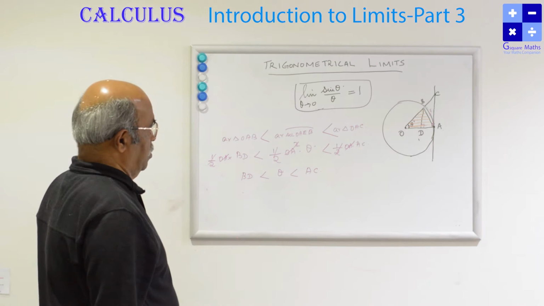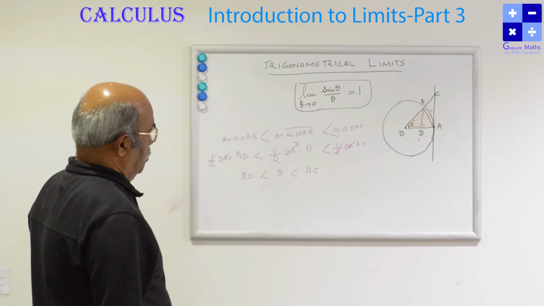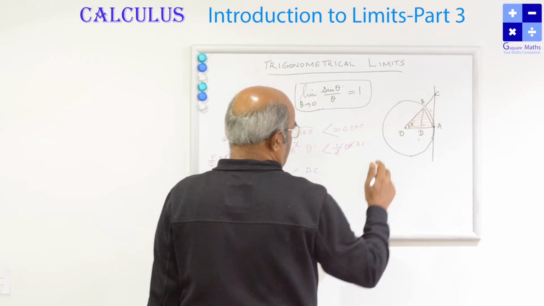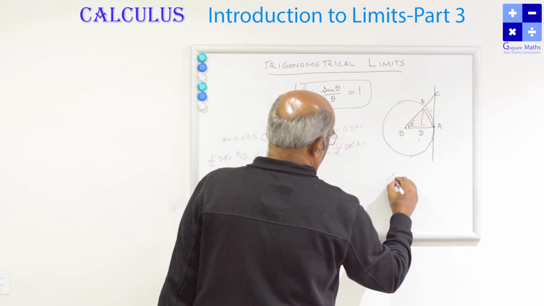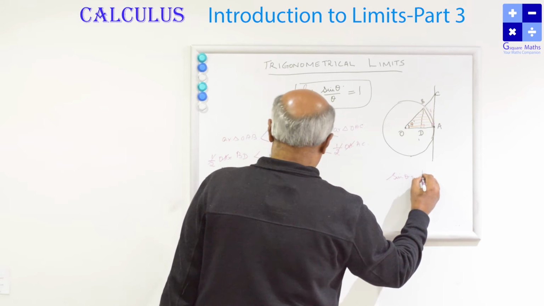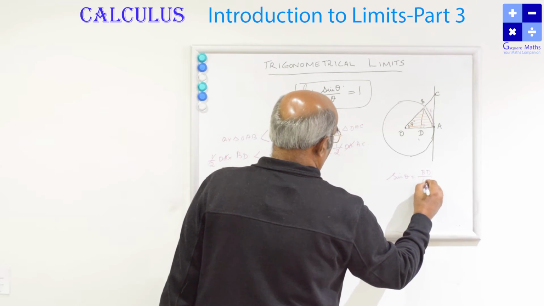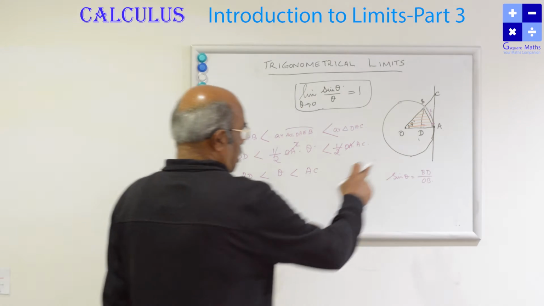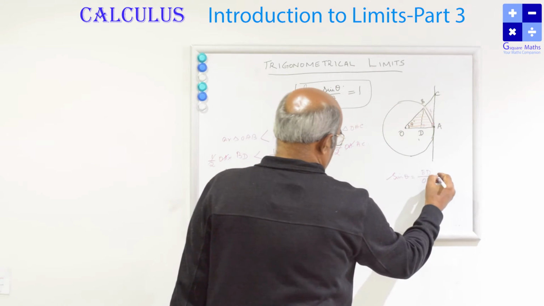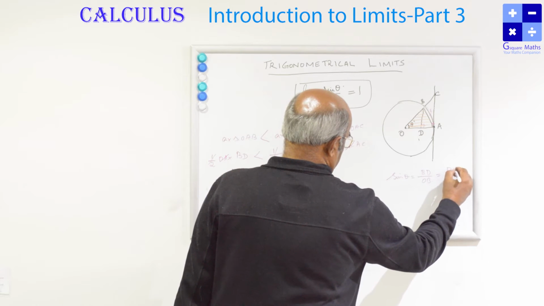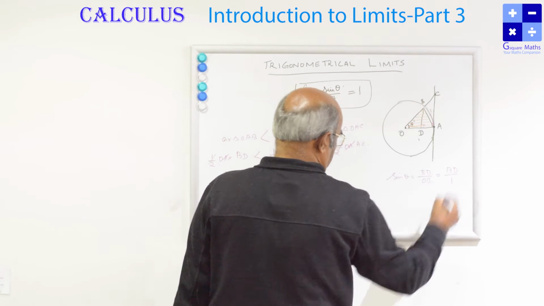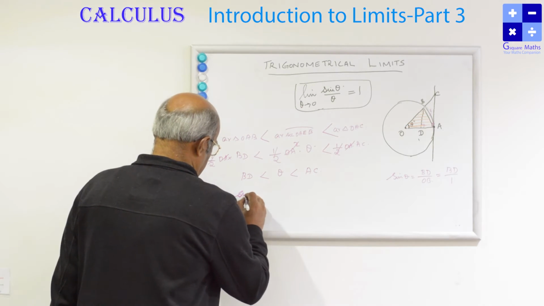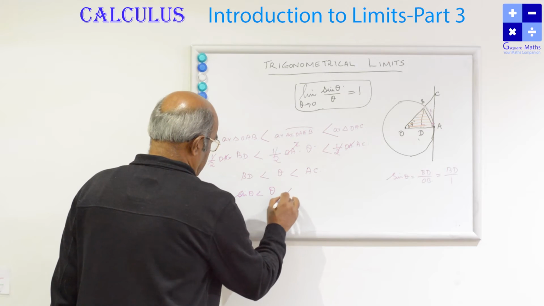Now consider the triangle OBD. OBD is a right angle triangle. Therefore sine theta is equal to opposite side by hypotenuse, that is BD by OB. OB is equal to 1 because it is a unit circle. Therefore sine theta is equal to BD. So I can write sine theta less than theta, less than AC.